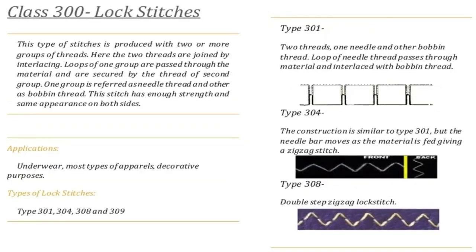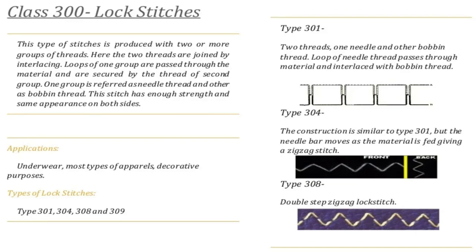Class 300, lock stitches. This type of stitch is produced with two or more groups of threads. Here the two threads are joined by interlacing. Loops of one group are passed through the material and are secured by the thread of the second group. One group is referred to as the needle thread and the other as the bobbin thread. This stitch has enough strength and the same appearance on both sides. Applications: underwear, most types of apparel, decorative purposes.